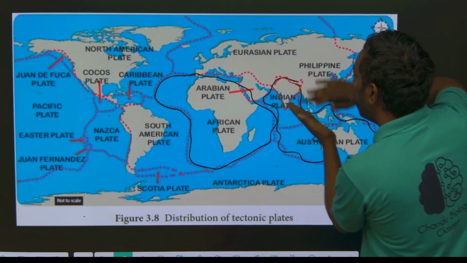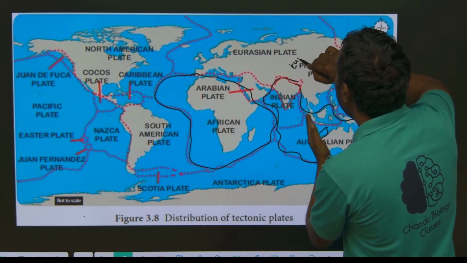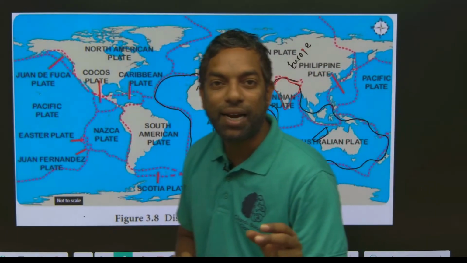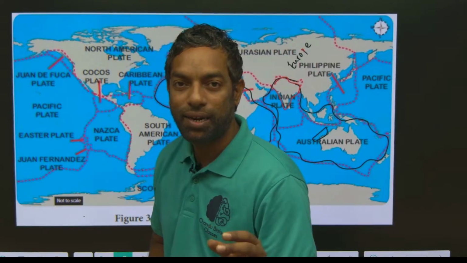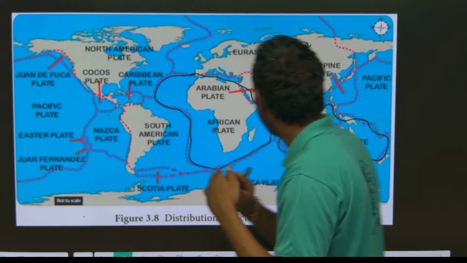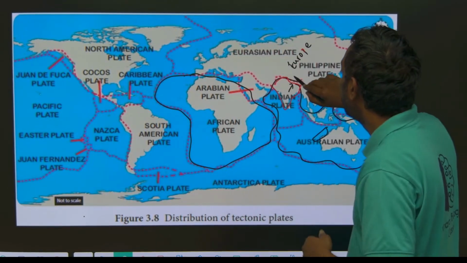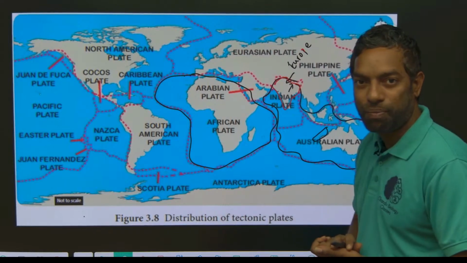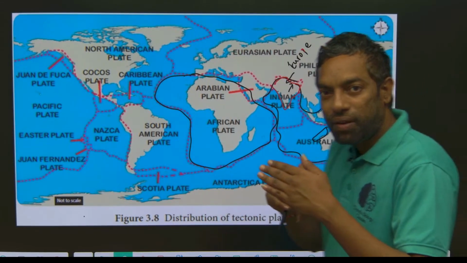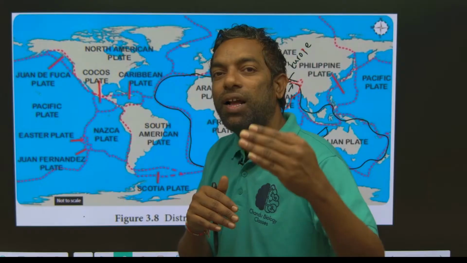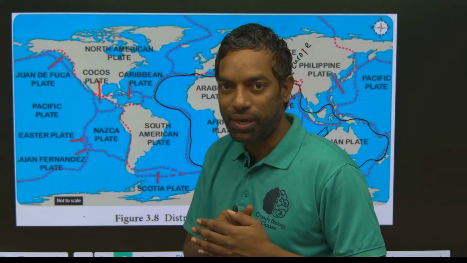It is collision with Europe. What kind of plate tectonic activity is this? That is convergent plate tectonic activity, because the Indian plate is moving towards Asia, like Europe. Moving towards each other, we can call it convergent plate tectonic activity.